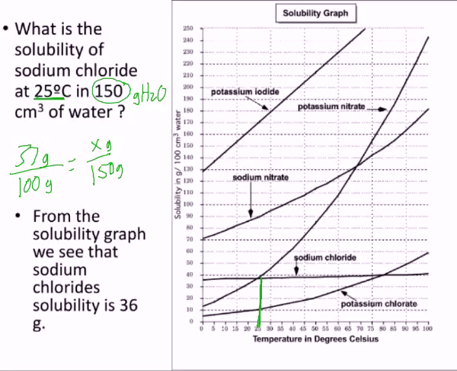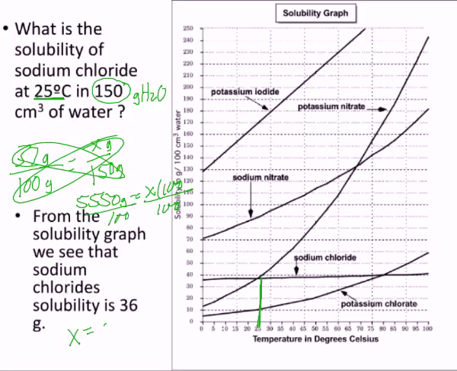Here, we do the math. 37 times 150 equals what? 5,550. All right, we're going to grams equals X times 100. Divide by 100. Divide by 100. So X equals 55.5 grams, guys, something like that.